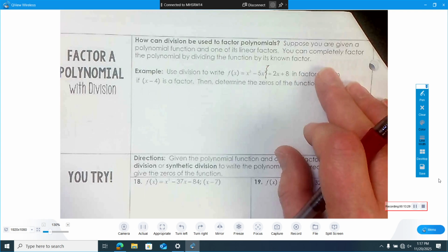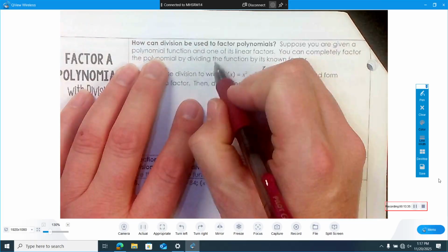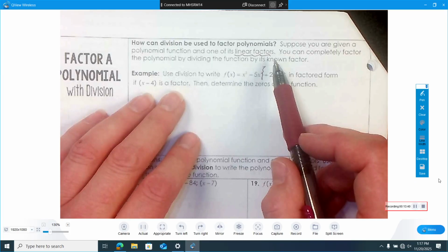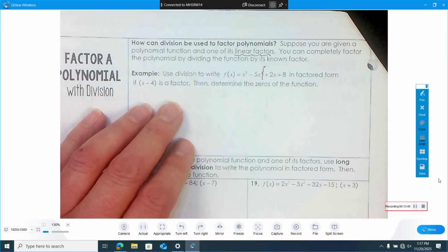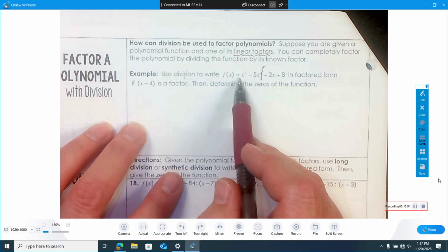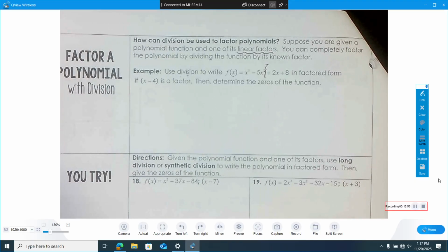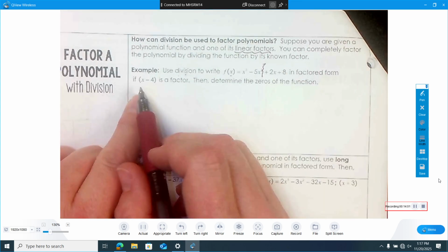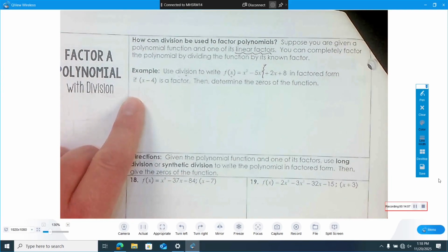Okay, so here we are. We're going to suppose we are given a polynomial function and one of its linear factors. And if you're given one of your linear factors, then we probably can completely factor the polynomial by dividing. So use division to write this polynomial in factored form. Again, our entire goal is to be able to write things in double bubbles, because they are super easy to graph, okay? And if x minus 4 is a factor, then we can also determine the zeros of the function.